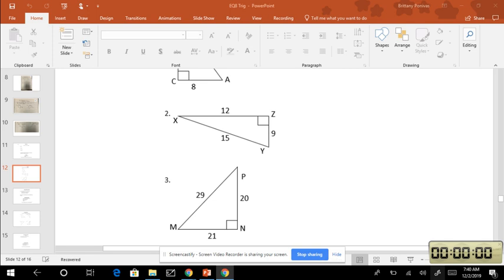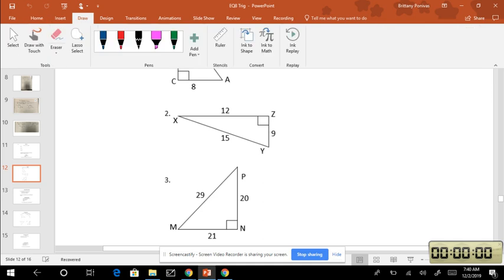Still on page 65, we're going to do number 2, and again, we're going to want to make sure that you write fairly small. So the directions still say find all 3 trig ratios for the given angles. So again, you cannot find a trig ratio of the right angle. So I'm just going to cross out Z here.